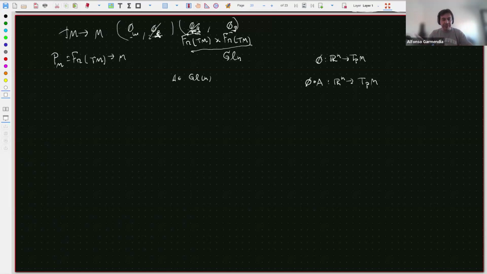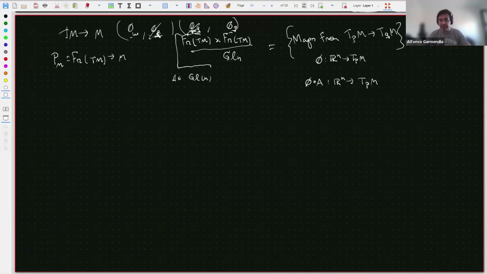I am kind of improvising. But why I am saying that this is interesting, because this is exactly the same as maps from TP M to TQ M, being P and Q any other elements there.